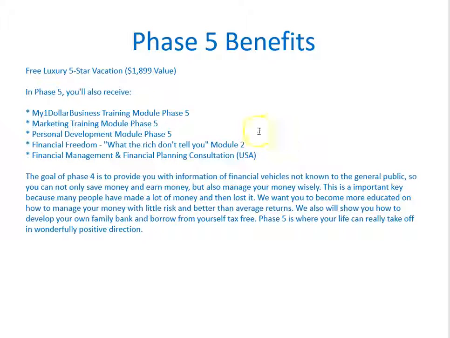And so to close this presentation out, here is what this level provides. It says here the goal of phase 4 is to create a financial vehicle that's going to kind of put us in the upper echelon of income earners in this country. But once you do that, you begin to need to know how to save money, how to leverage the money that you have. And it says phase 5 is where your life can really take off in a wonderful and positive direction.